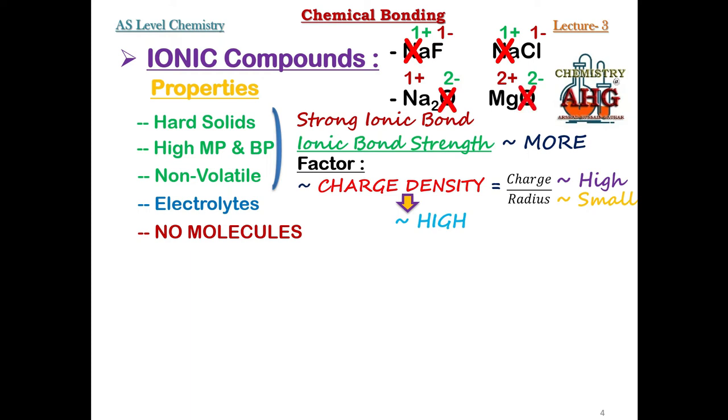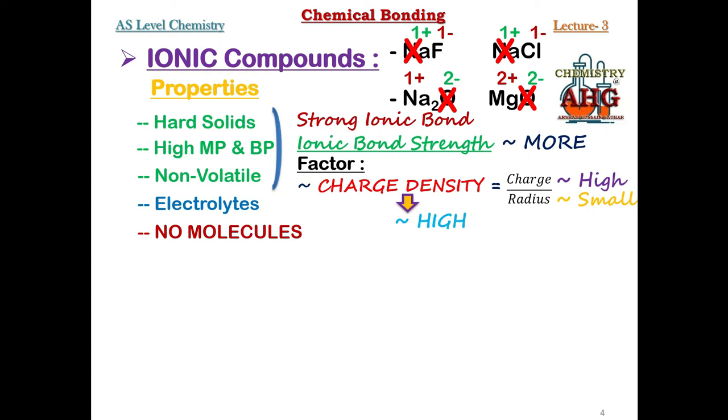Now just look at the charge of sodium, it is 1 positive, and the charge of magnesium, it is 2 positive. Now what does this mean? Which ion has high charge density? Magnesium. Why? Because it has high charge. No need to look at the radius, because charge is the more dominating factor, the more decisive factor. So you can say magnesium has high charge density, that is why what will be your answer? Magnesium oxide would have high melting and boiling point.